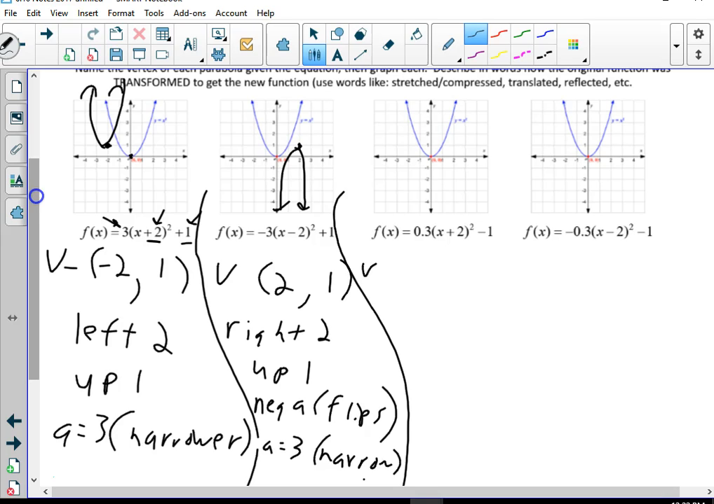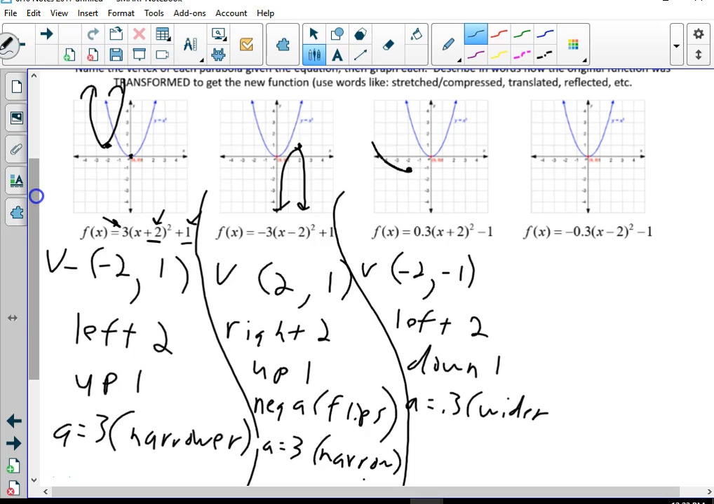Okay, so the vertex on this one is going to be what? Negative 2, negative 1. So that means it's going to move left 2 and down 1. So left 2 and down 1. So there's my new vertex. Now my A is positive, so it's going to be a smile. It's going to be a happy parabola. All right? But A equals 0.3, very good, is going to make it wider. So when I make this thing, I want to clearly make, even if I exaggerate, I'd rather exaggerate and make it way wider.